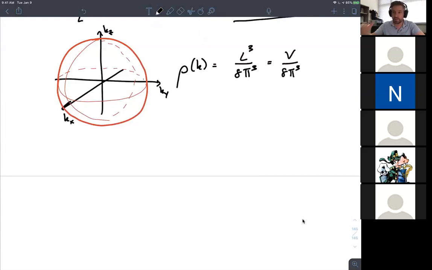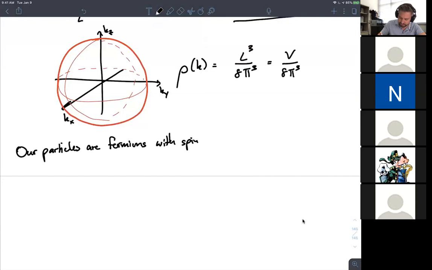Same deal here. So we're going to say our particles are fermions with spin s.